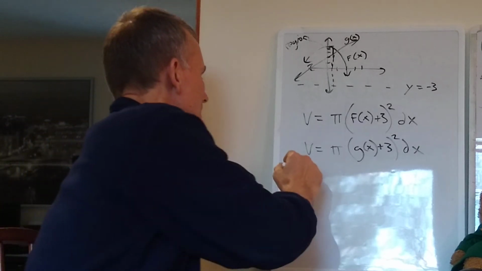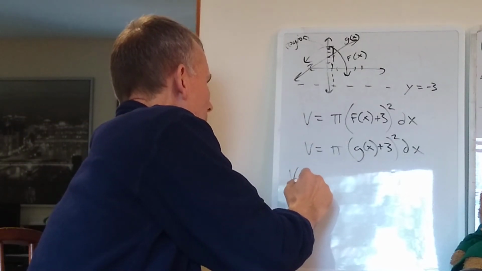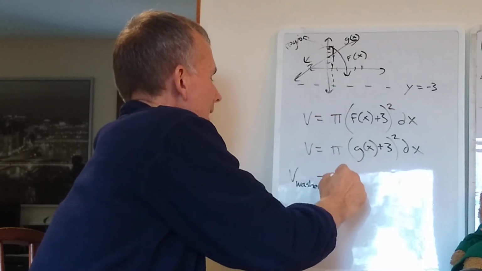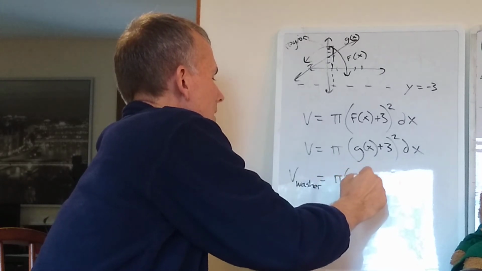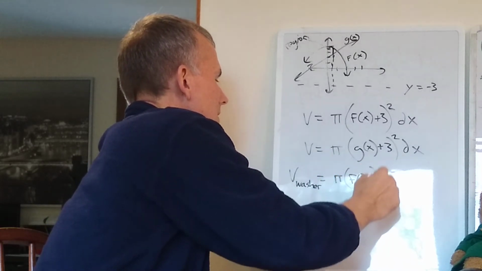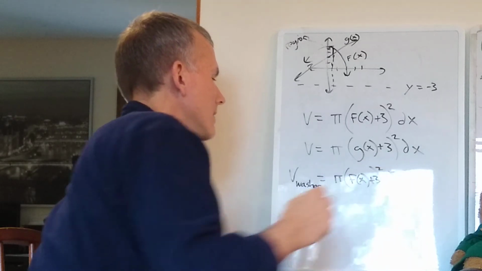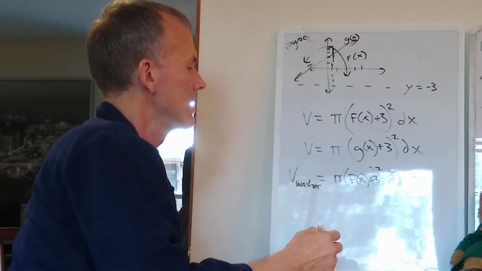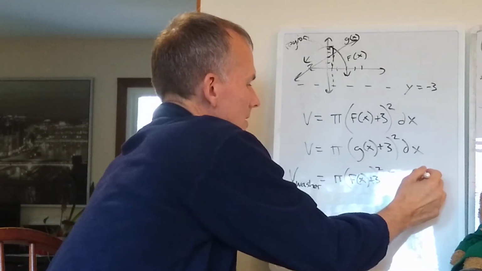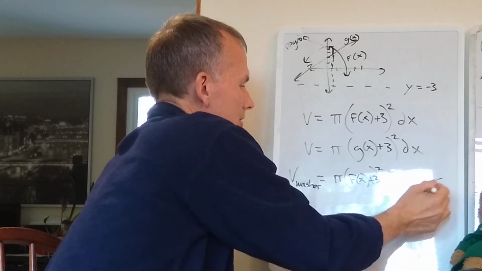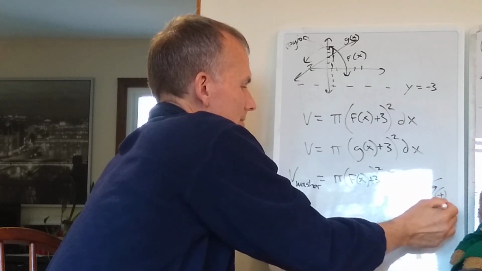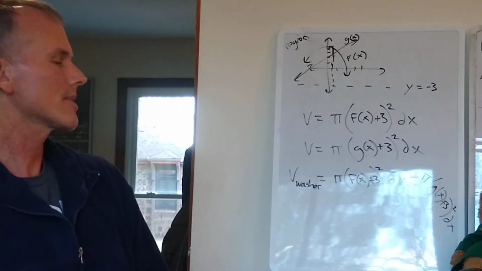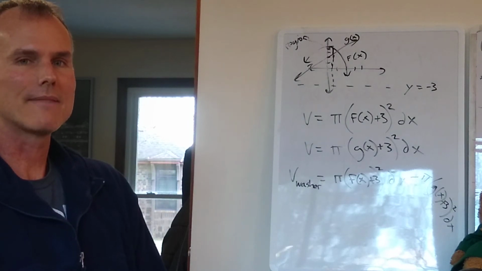So I'm going to do this. I'm going to say V sub washer equals pi times f of x plus 3 squared dx minus, and gosh, I hope I have room on this whiteboard, pi times g of x plus 3 squared dx. That's not the first time you've seen things have to go vertical, right?